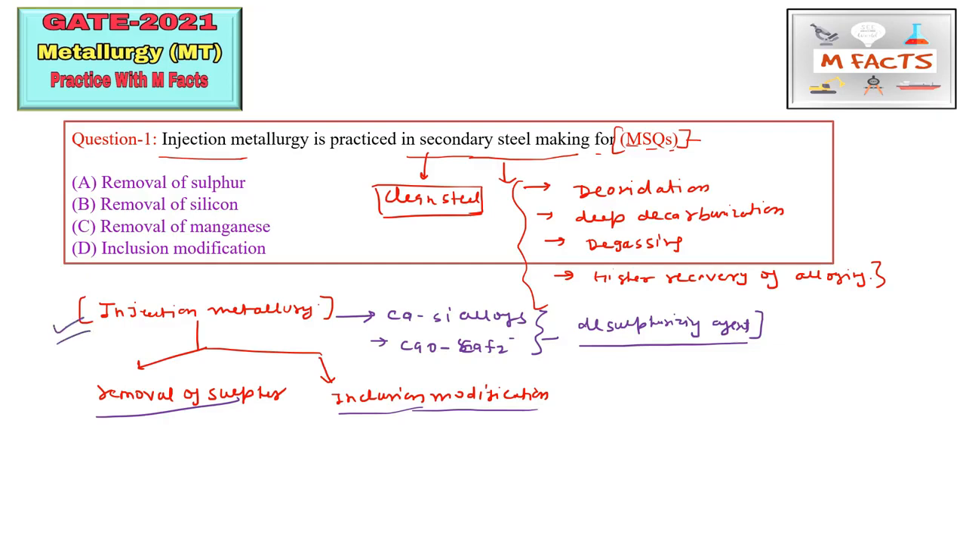By injecting these desulfurizing agents, we remove sulfur, or we do inclusion modification through injection metallurgy. So what is the purpose of injection metallurgy? We can do removal of sulfur. Removal of silicon we cannot do, removal of manganese we cannot do, and inclusion modification is also correct. So for this question, option A is correct and option D is correct. A and D both are correct.